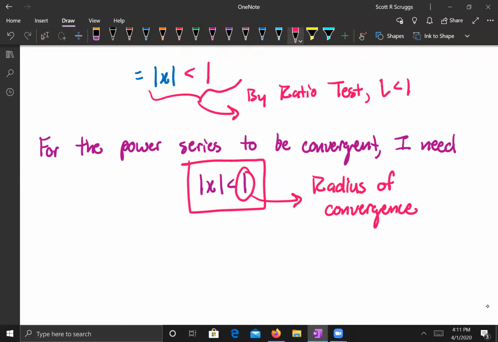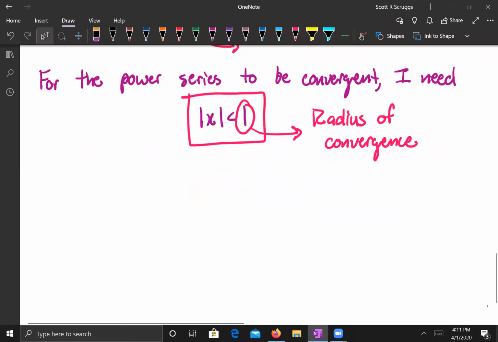So yeah, we did a lot of work just for that part, and we're still not done yet, because all we got was the radius, and we still need the interval. So let's now go through how to find the interval of convergence.